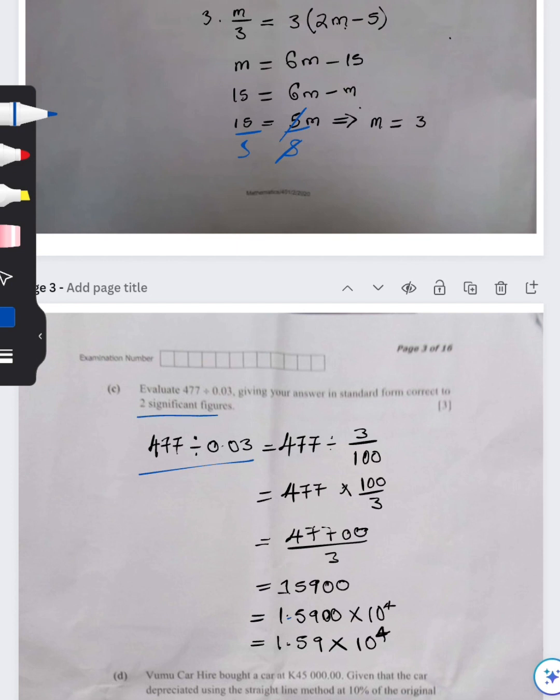Now we want our answer to be in 3 significant figures. So because these zeros are after a decimal point, they are significant. So I truncate the zeros and remain with 1.59 times 10 to the power 4.